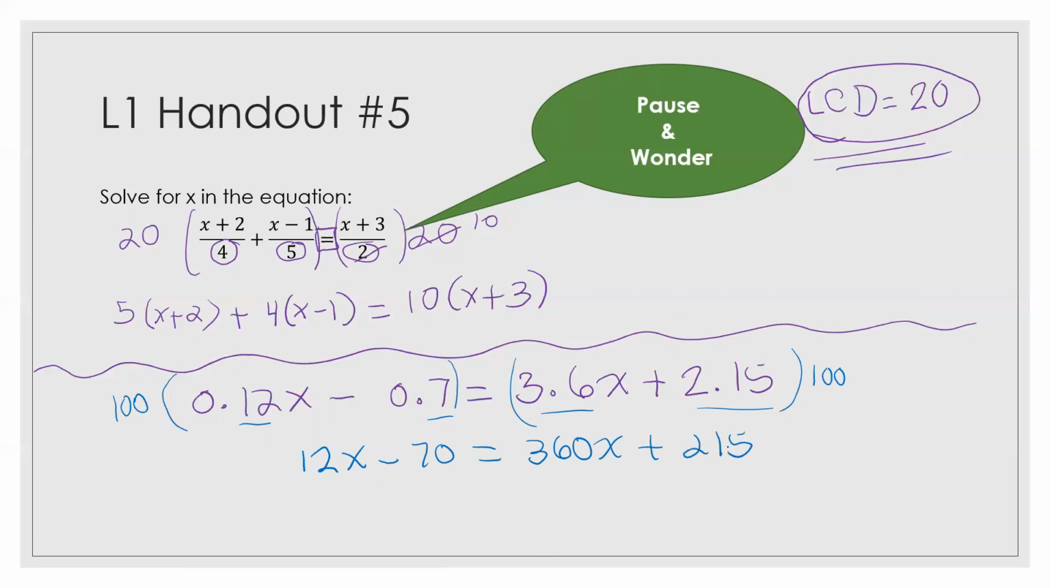So that's how you clear decimals. Same as how you would clear fractions. Multiply both sides by the least common denominator.